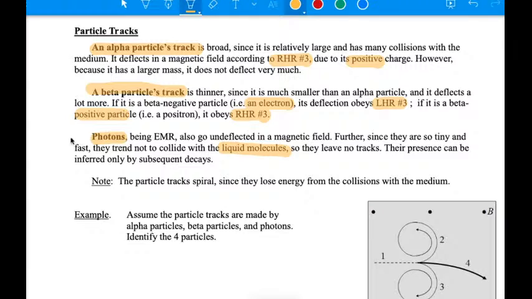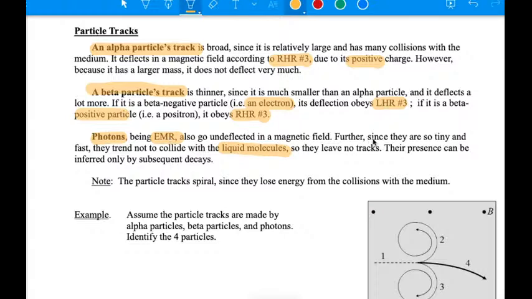All right, our last type that we're going to focus on today is a photon. So since they are EMR, they won't be deflected in a magnetic field. They aren't positive or negative. They don't have a charge. They actually have this oscillating magnetic field within themselves, according to the classical theory of EMR.